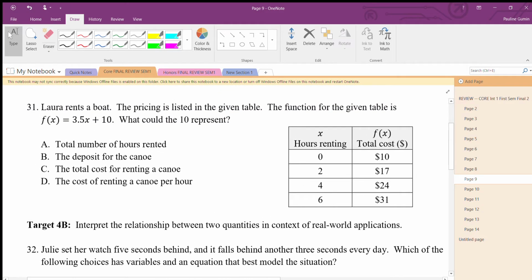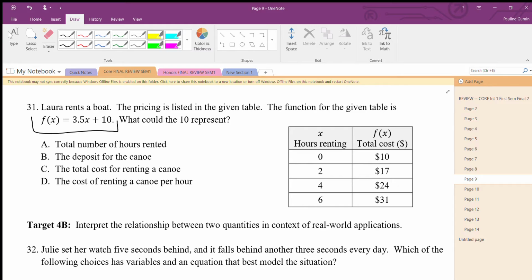Okay. Laura rents a boat. The pricing is listed in the given table. The function for the given table is as follows. What could the 10 represent? Right, so the first thing I notice about this 10 is that it has no variables next to it. That means that 10 doesn't change.